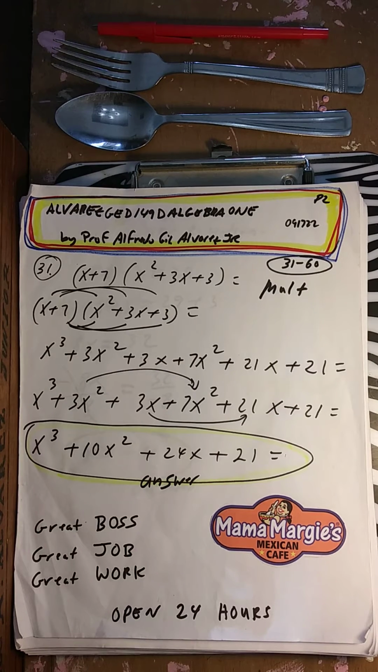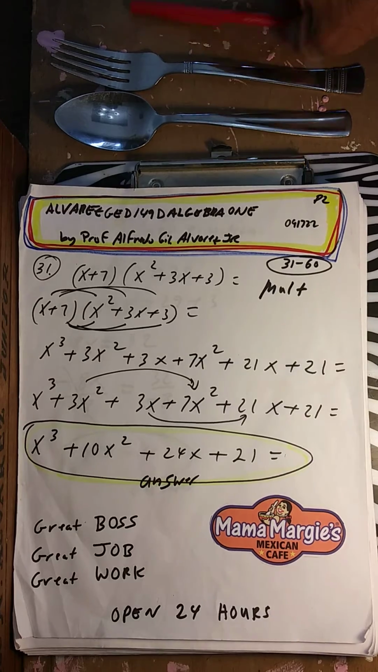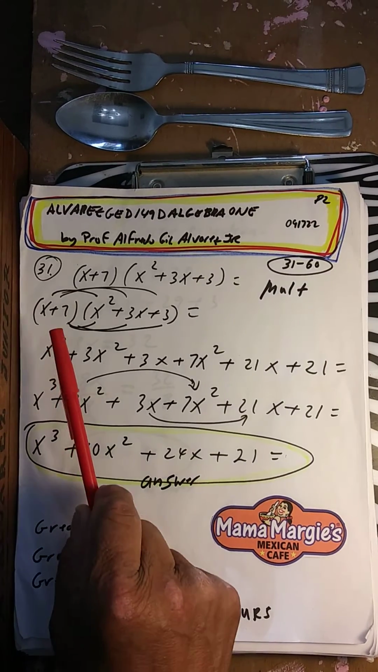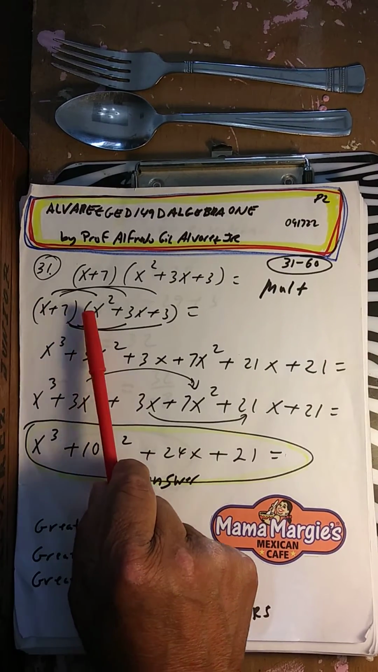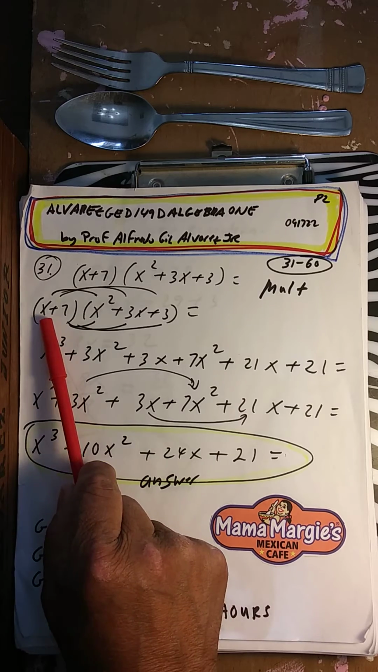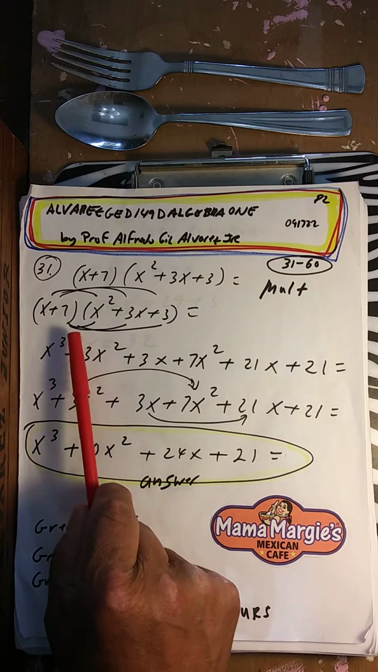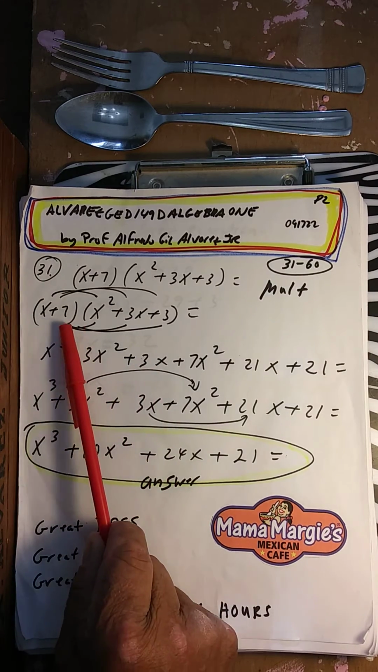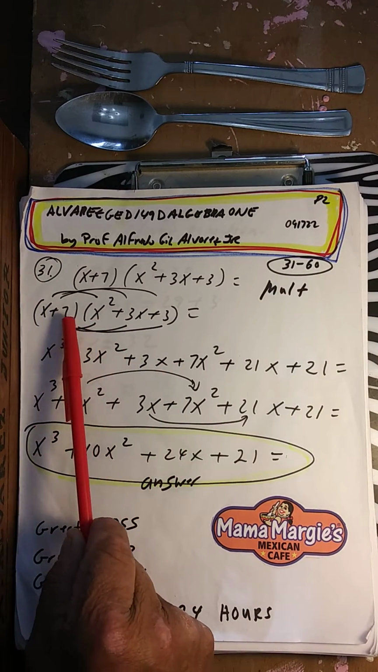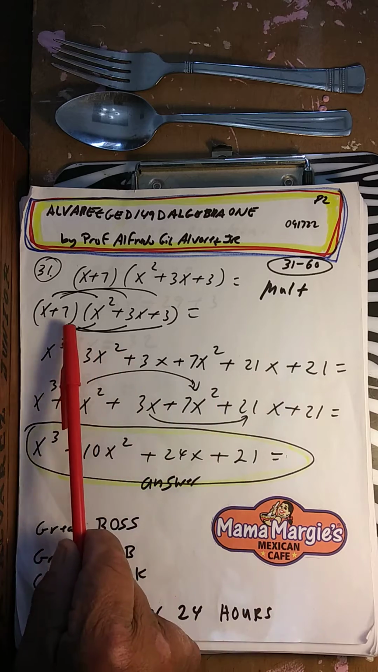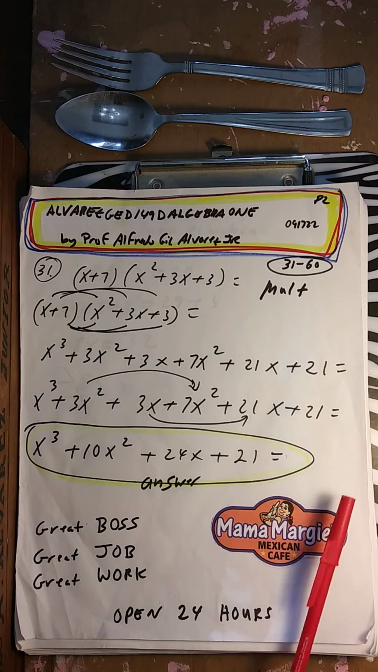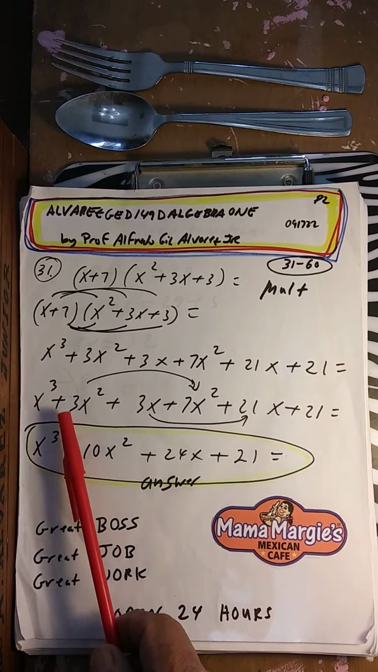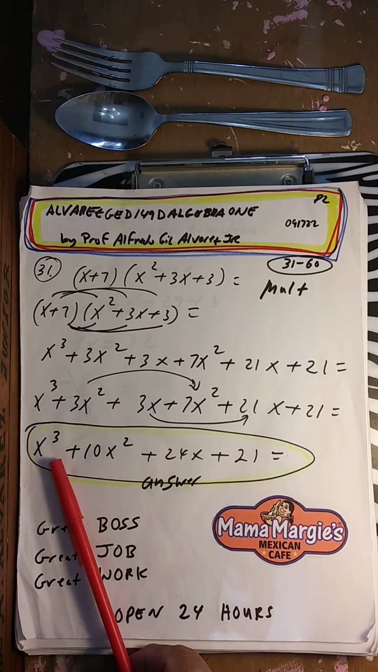Here we go. So we have to multiply these. What you're going to do is multiply x times x squared, which is x to the third power. x times 3x is 3x squared, and x times 3 is 3x. Now the next number: 7 times that is 7x squared, 7 times 3x is 21x, and 7 times 3 is 21. Now put the like terms together, which means x cubed. That's it, done with that one.